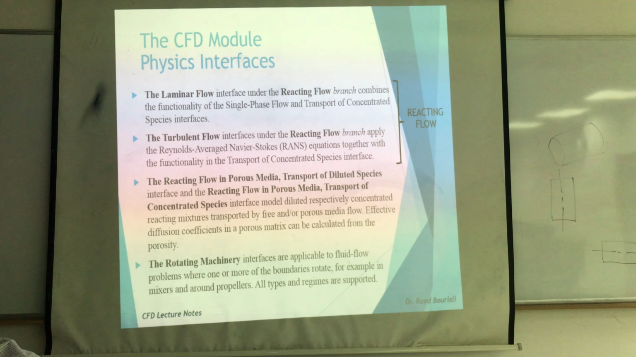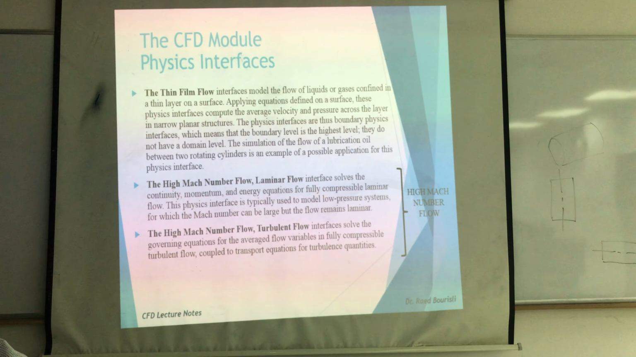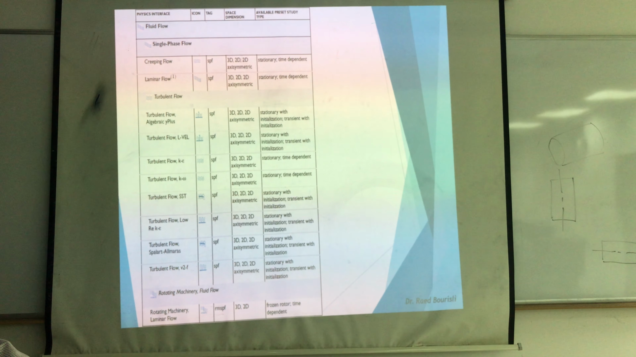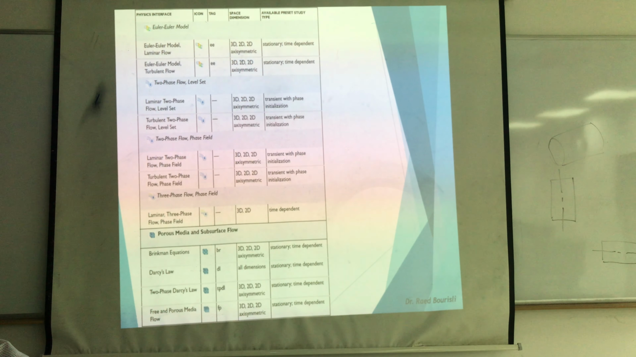In reacting flow, so you solve, in addition to the flow, the equation of fluid mechanics, you solve a chemical reaction equation, and you take its output in terms of heat, in terms of mass being pushed here and there because of the expansion. So it's like a source. Turbulent flow with reacting flow. Reacting flow in porous media, also rotating machinery, thin film flow, high Mach number laminar or high Mach number turbulent, and these are some of the snapshots of these modules in the CFD module. Okay.